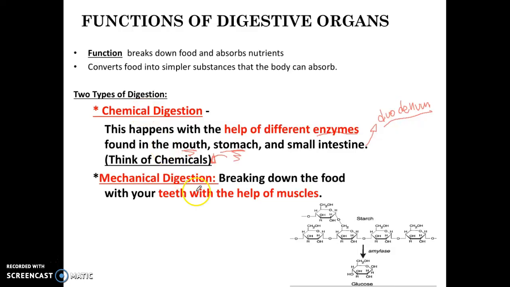The other type of digestion is going to be mechanical digestion, and what mechanical means is breaking down the food with your teeth and also breaking it down by using muscles. So food is going to be broken down by your teeth when you chew on it, so you're using muscles to break it down with your teeth, and then you're going to be using muscles in your stomach to further break it down even more. So when you hear your stomach growling, that simply means there are muscles in the stomach moving and breaking down the food.